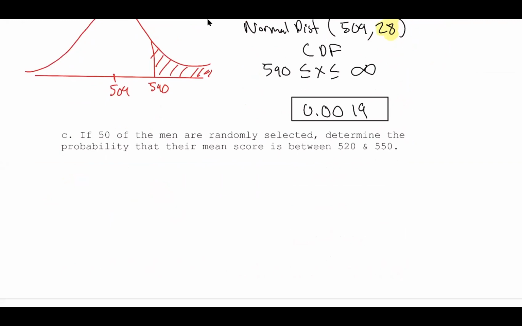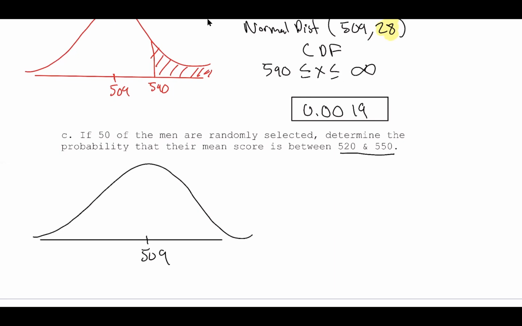So if you look at part C, it said if 50 of the men are randomly selected, determine the probability that their mean score is between 520 and 550. So here you go, 509. Now we want to do between 520 and 550. So 520, we'll say is right over here. So let me put 520 here. And then you have 550, we'll say is right over here. If you look, it says between, so you say in between.